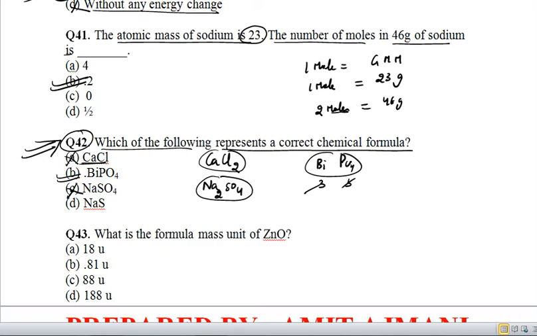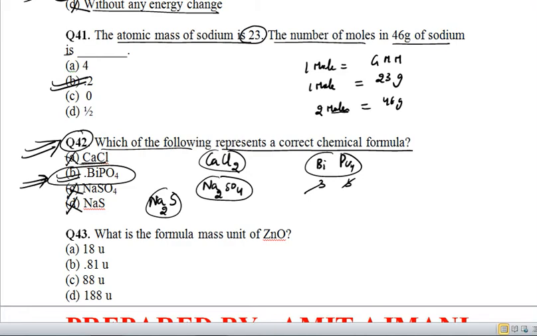Next is sodium sulfide. Again, the same thing. It's wrong because the valency of sodium is 1 but that of sulfur is 2. So the actual formula of sodium sulfide should have been Na2S. So it is only bismuth phosphate, that is our B option, which is correct. Rest all are wrong.